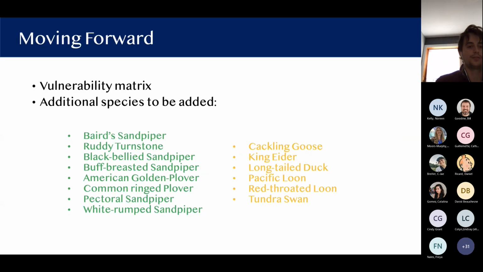So moving forward, once we discuss with some of the bird experts, including myself on our team, we will be able to incorporate a vulnerability matrix that takes into consideration the biology of each species specifically, as well as their response to each driver that we are looking at. We also intend to add additional species of shorebird and waterfowl to broaden the scope of this project as well.